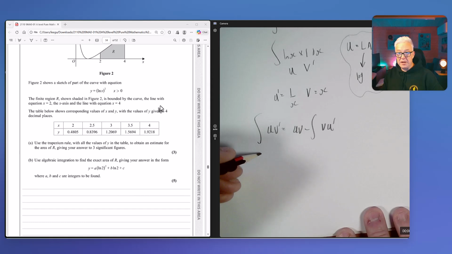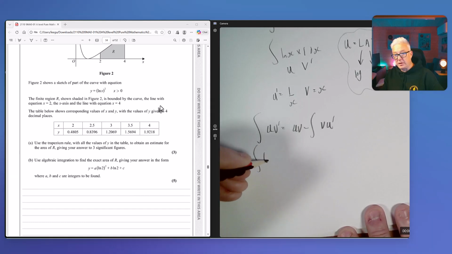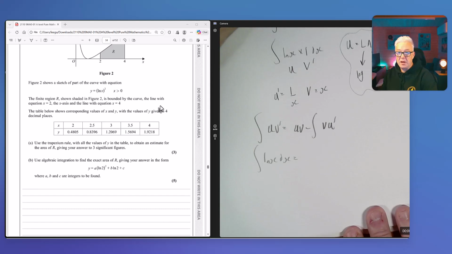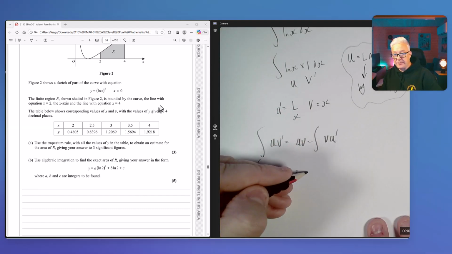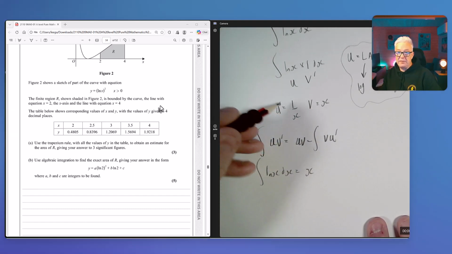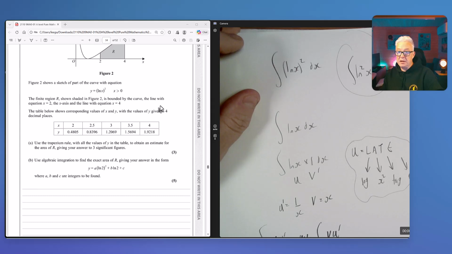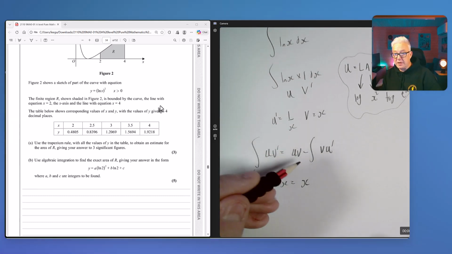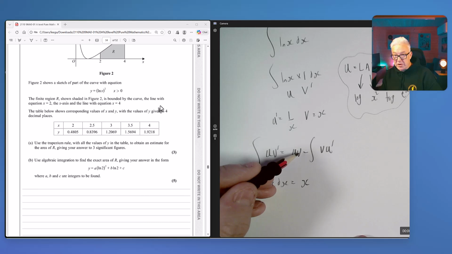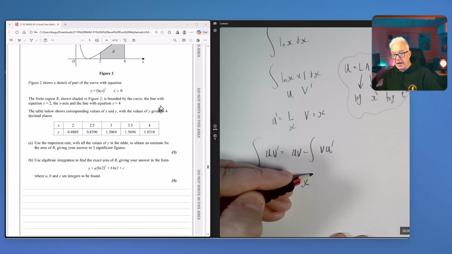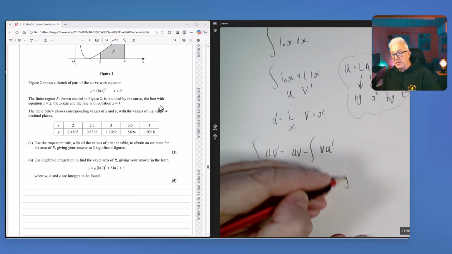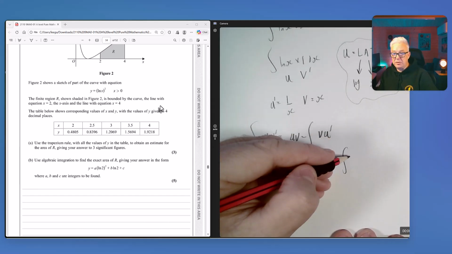So therefore, in this case, our integral of ln(x) dx is going to be u times v, which is going to be x times ln(x). So we end up with uv is x ln(x) minus the integral of vu'.